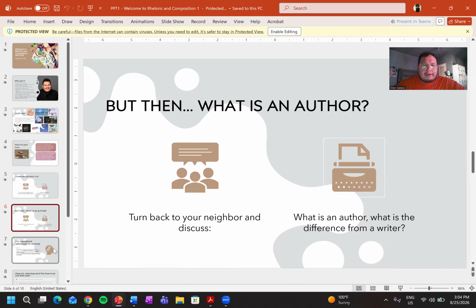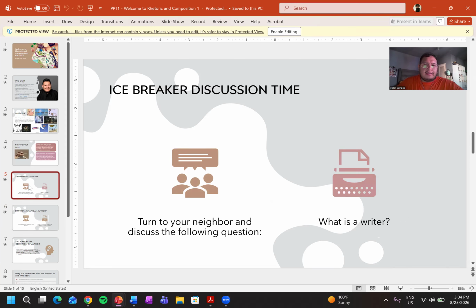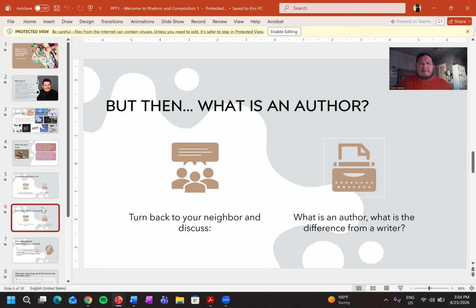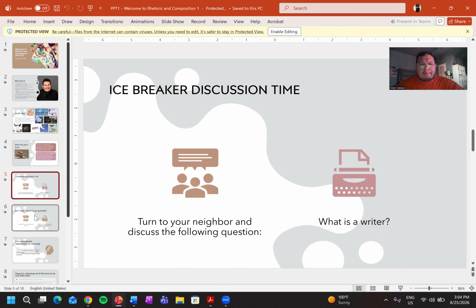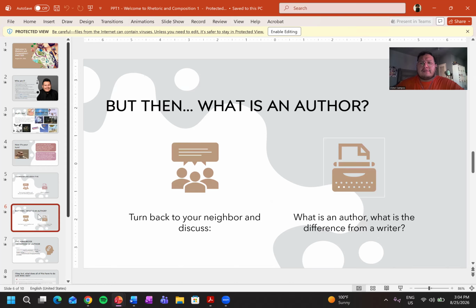Pretty much in this activity, we are confronted with a bias. Usually people say that a writer is just anyone: someone who writes a story, wants to communicate something, and does it. And then when they are faced with the curveball of, okay, then what is an author? People usually respond that an author is someone who is published, is famous, is way more experienced in writing, holds more knowledge, and stuff of the sort.